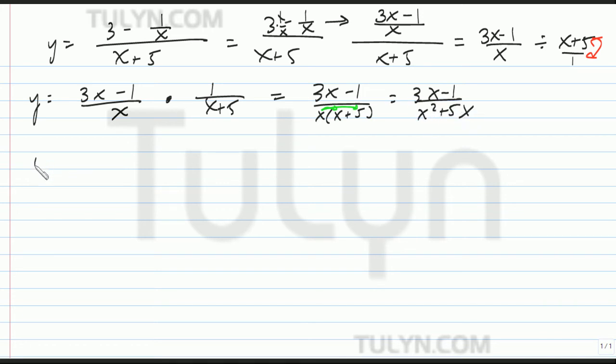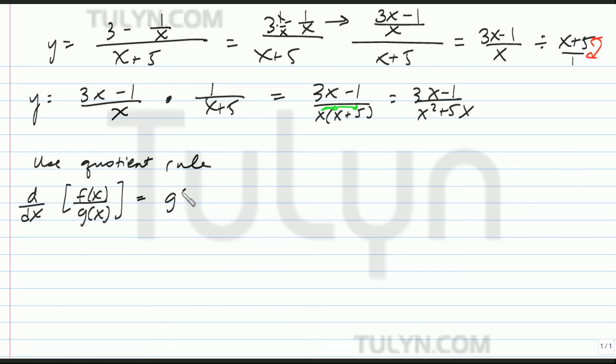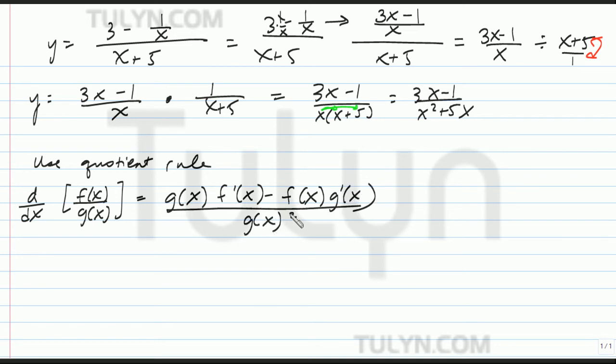So now use the quotient rule. Why? Because you have one function divided by another function. The quotient rule is the derivative with respect to x of f of x divided by g of x, and that's done by finding g of x times f prime of x minus f of x times g prime of x, all over g of x squared.